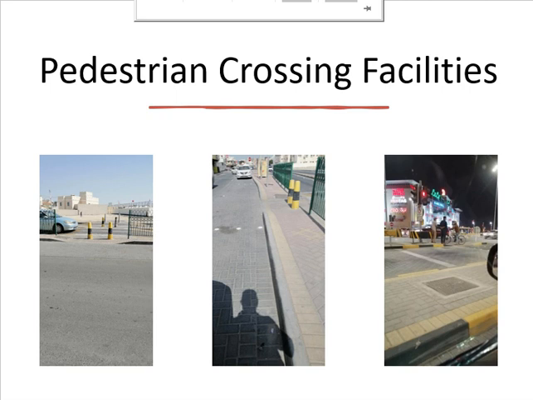Started the topic of components of a traffic system. There are 5 components: road users, vehicles, streets and highways, traffic control devices, and the general environment. In the road users, the two most important people are drivers and pedestrians.